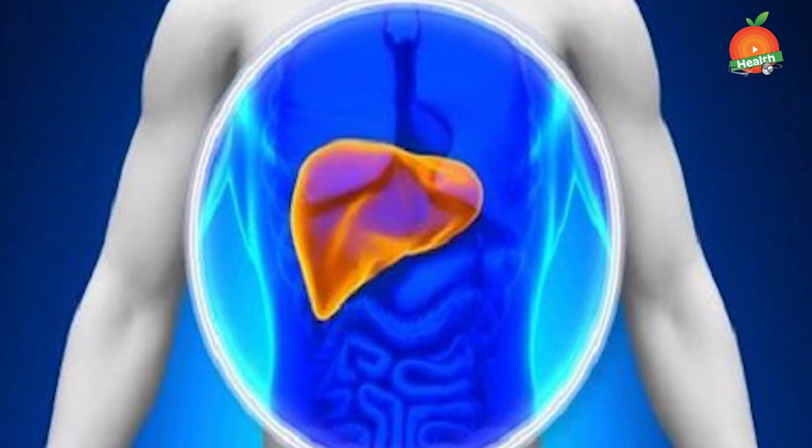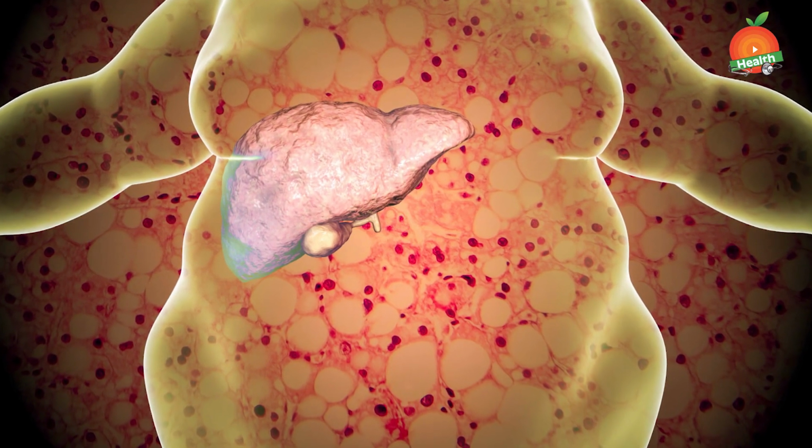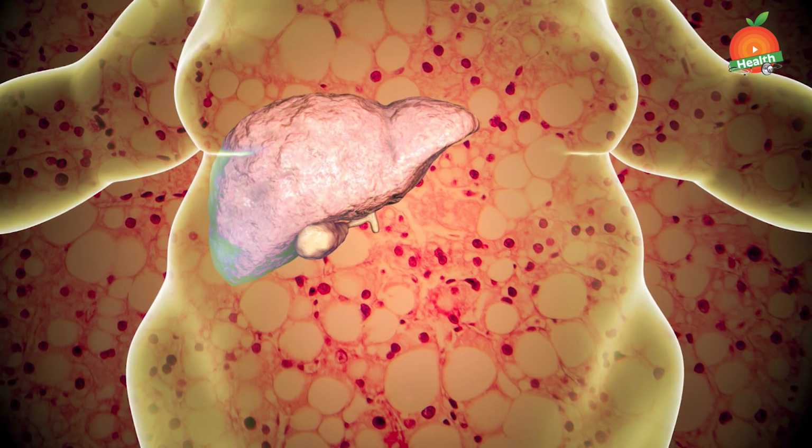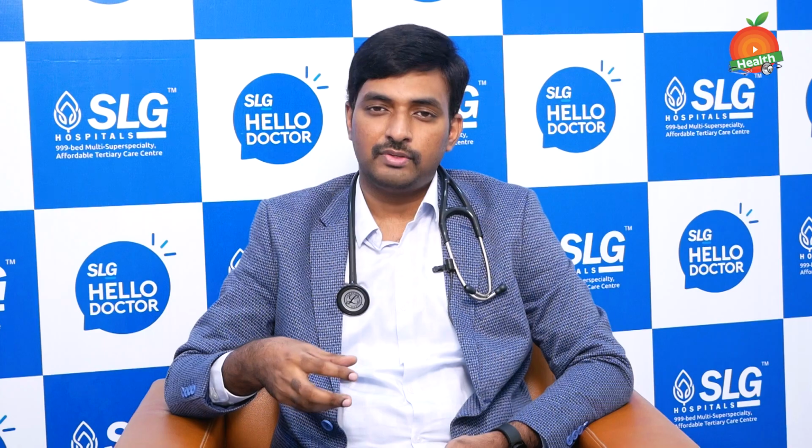Why does it happen? Whenever you eat excess calories, first they are initially deposited in the subcutaneous fat. Once the fat stores are full, it starts depositing inside the organs, like the liver or kidney, surrounding the kidney or around the intestines. This is called visceral adiposity. So that's how fatty liver starts.